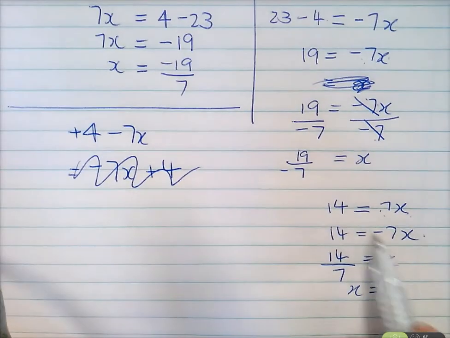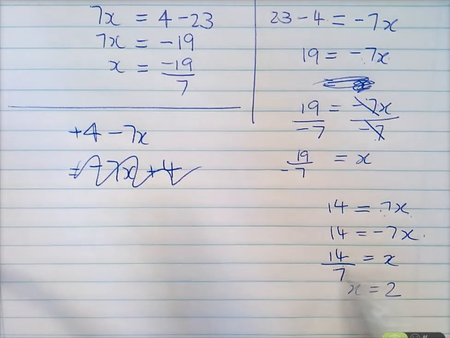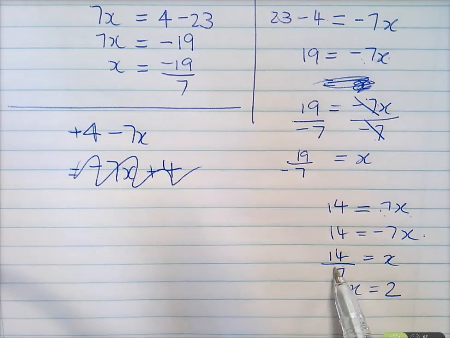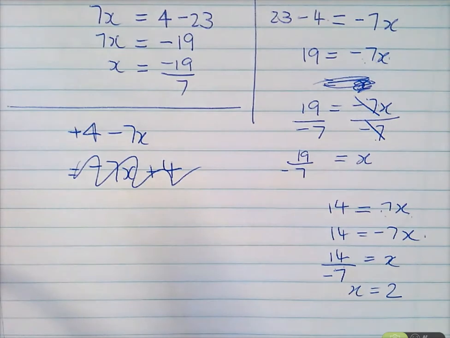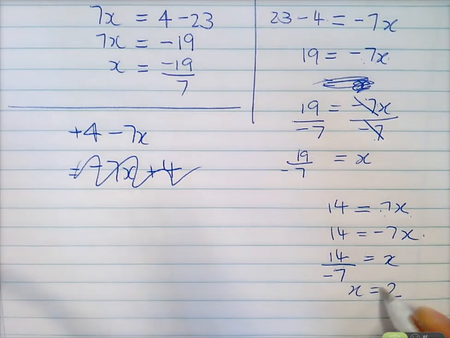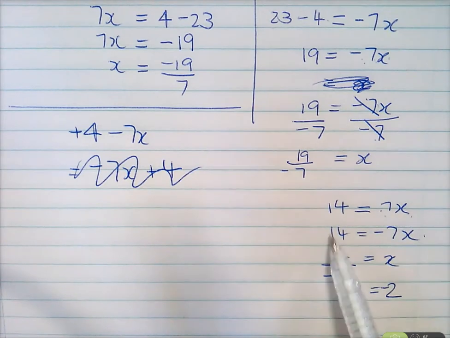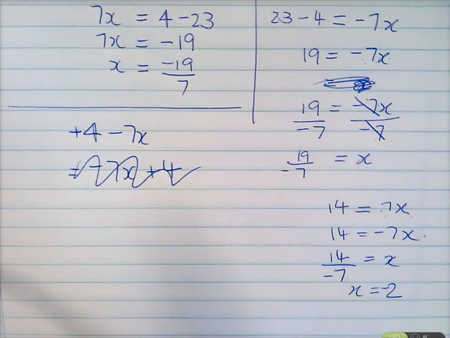If you want to divide just by 7, because a lot of people said, Miss, divide by 7. Just do the opposite of the symbol. Opposite of multiplying by -7 is dividing by -7. Now it works because -7 times -2 is +14.